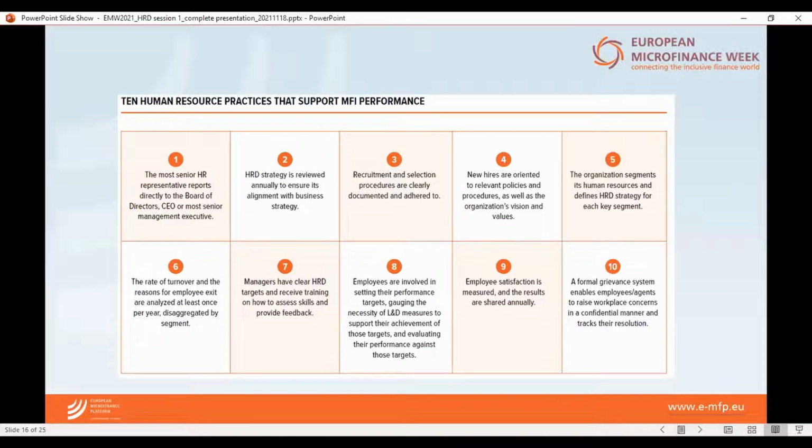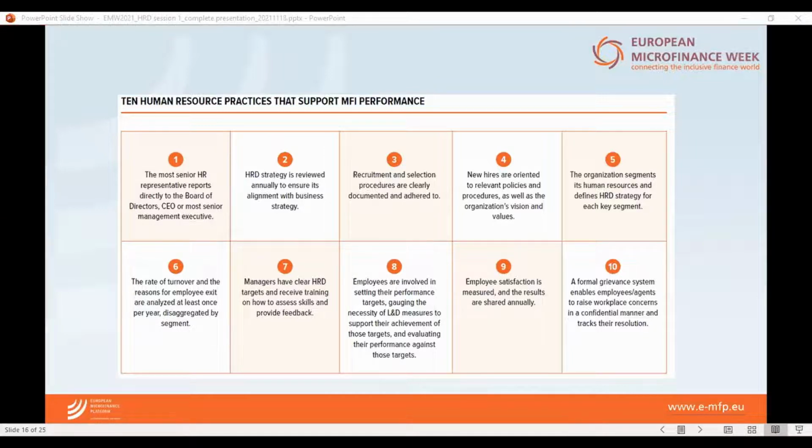The first one, as you'll see here: the most senior HR representative reports directly to the board of directors, CEO, or most senior management executive. Number 2, HR development strategy is reviewed annually to ensure its alignment with business strategy. The third, recruitment and selection procedures are clearly documented and adhered to. Number 4, new hires are oriented to relevant policies and procedures, as well as the organization's vision and values.